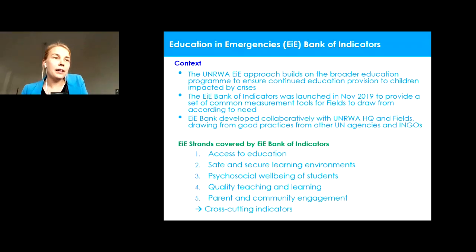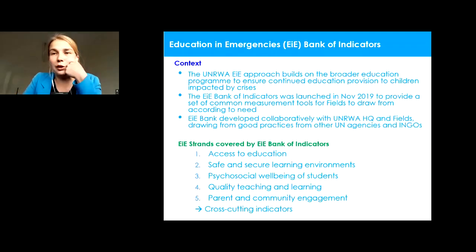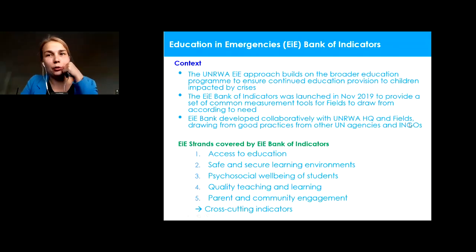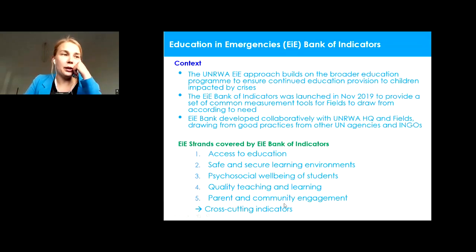And to this end, the EiE Bank of Indicators was launched in November, actually of last year, to provide a set of common measurement tools which our fields can draw from according to their changing and diverse needs. And this covers all of the key strands of our EiE approach. So this includes access to education, safe and secure learning environments, the psychosocial well-being of students, quality teaching and learning, parent and community engagement, and we also have a range of cross-cutting indicators. Next slide.